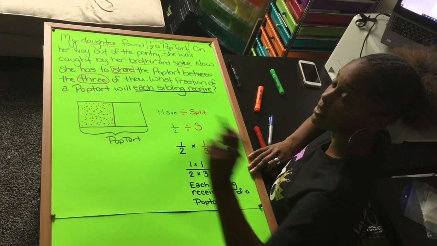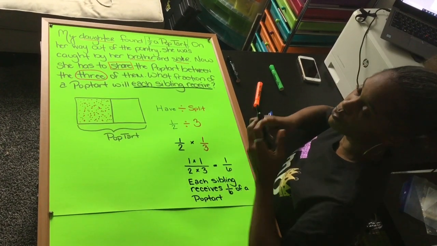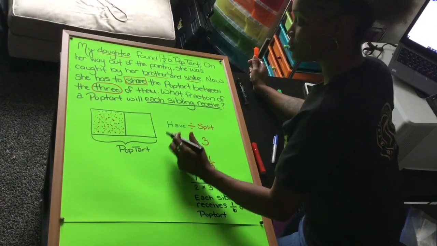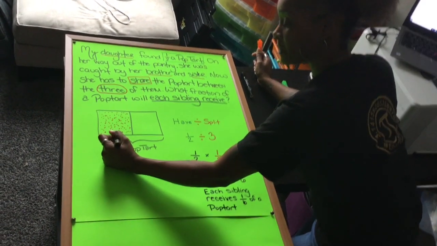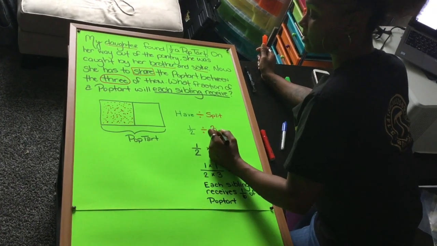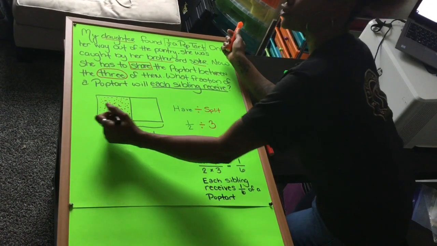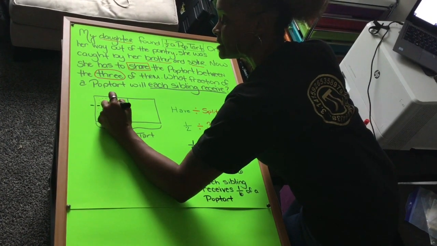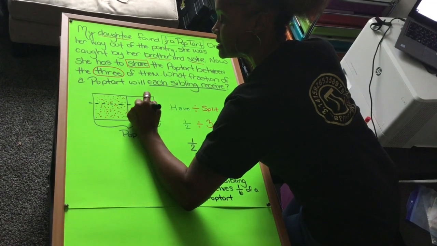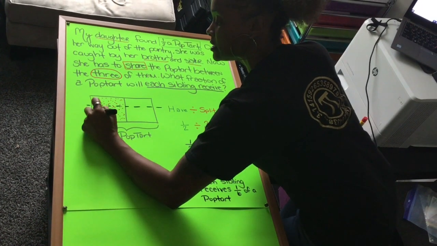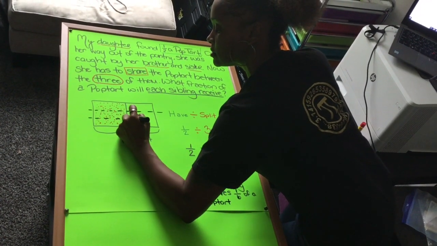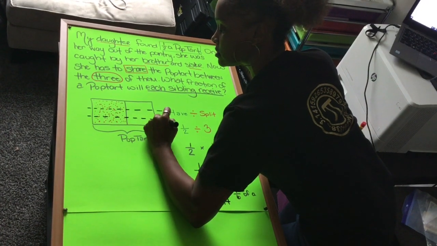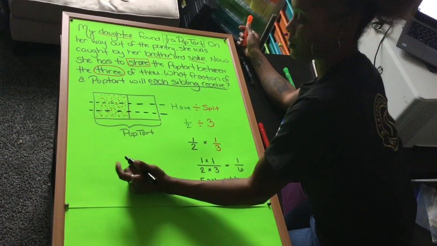Next, we're going to prove it and support this answer with our visual. In our original problem, remember, we had half of a Pop-Tart that we are going to divide between 3 people. So we're going to take this half and partition it into 3 pieces. It's 1 piece, piece 2, and piece 3.